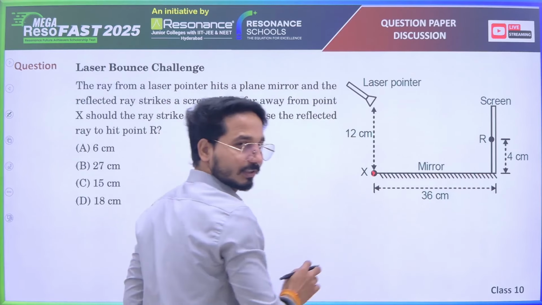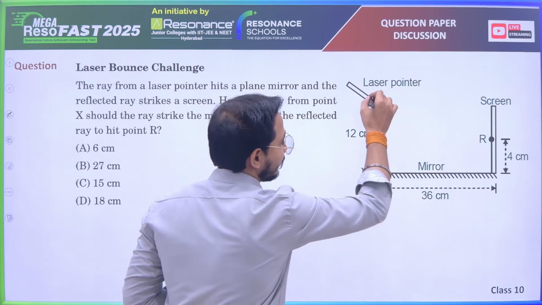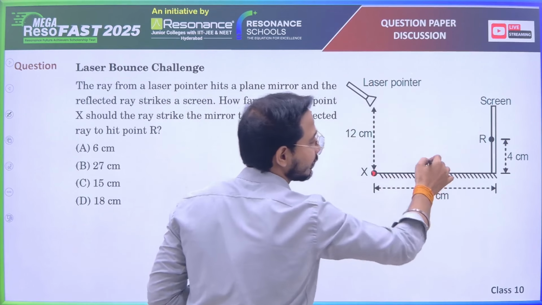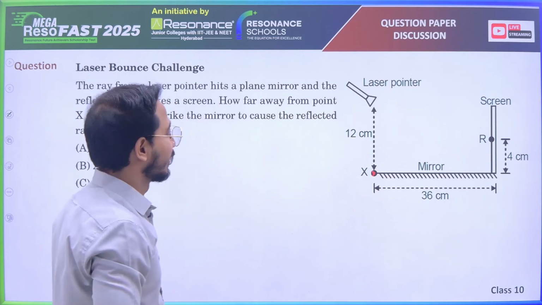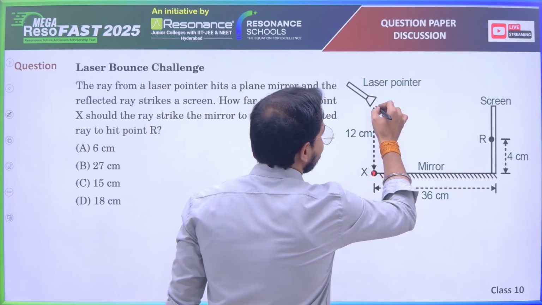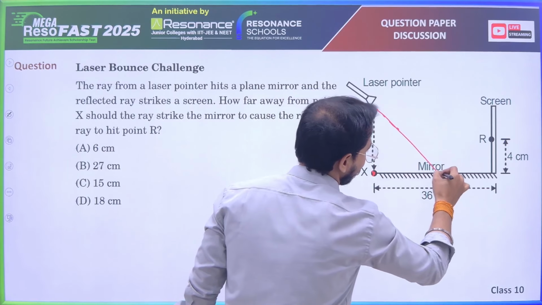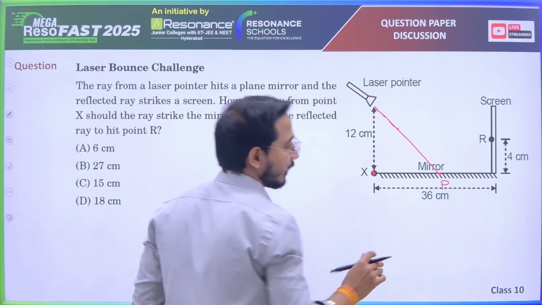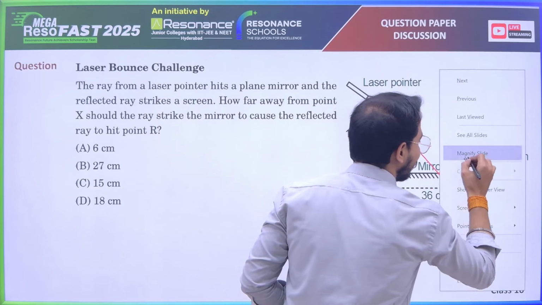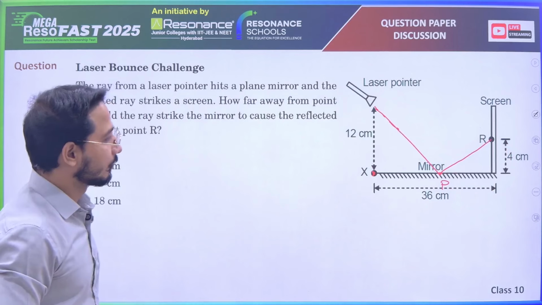Here a mirror is there, and it is asking how far away from point X we should light this laser so that after reflection this ray can hit the point R. So I'll assume that it is hitting somewhere here at point P. After hitting over here, it will hit the point R, right?